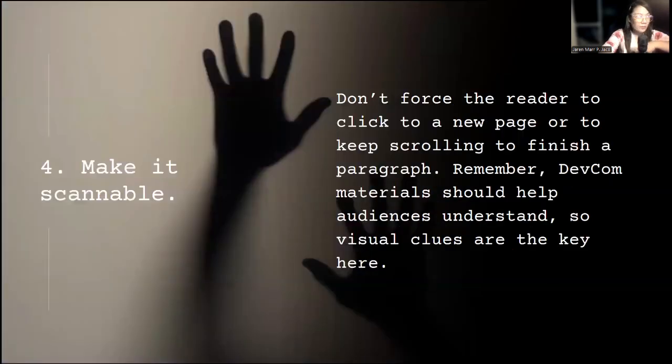So 4, make it scannable. They say the more you force them, the more they go away. So, probably just me, but here's why you don't want to force the reader to click to a new page or to keep scrolling to finish a paragraph, because remember that DevCom materials should help audiences understand, so visual clues are the key here.